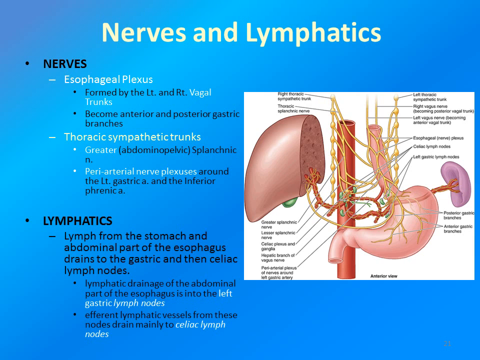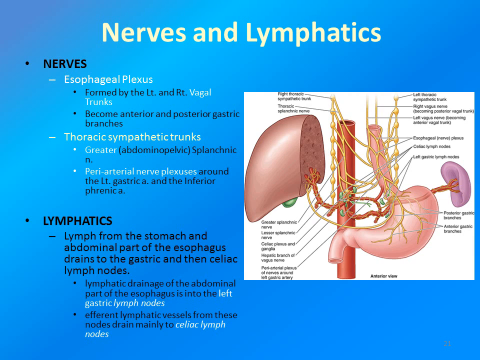It becomes anterior and posterior gastric branches that go over the stomach. The sympathetic component is from the thoracic sympathetic trunk. Fibers pass through the greater splanchnic nerve and into the periarterial nerve plexuses, as well as the celiac ganglion. The plexuses surround the left gastric artery and the inferior phrenic artery.